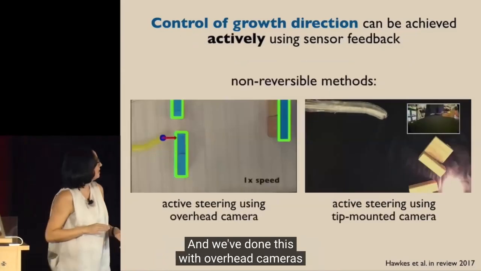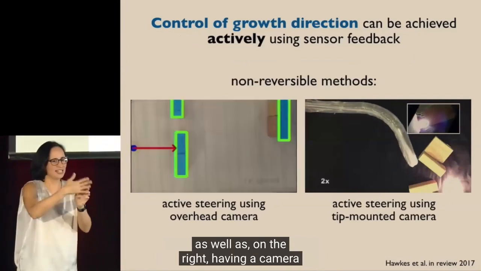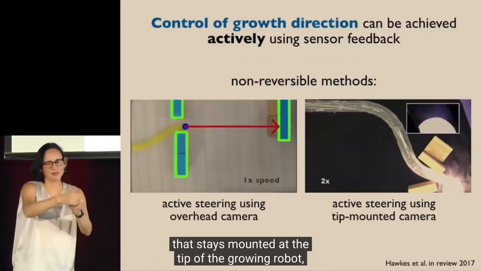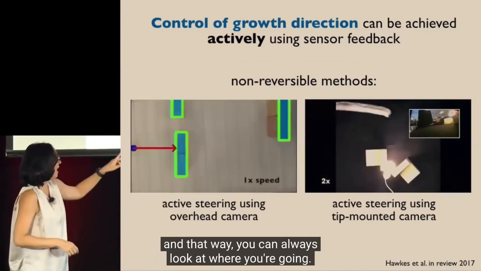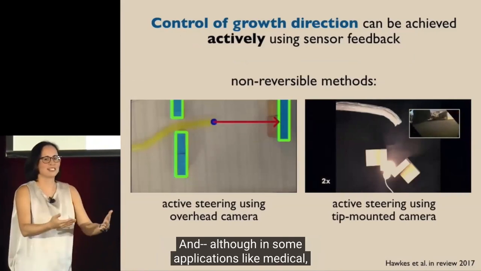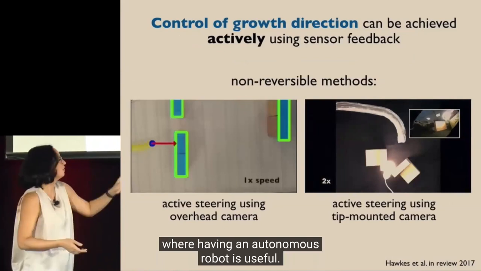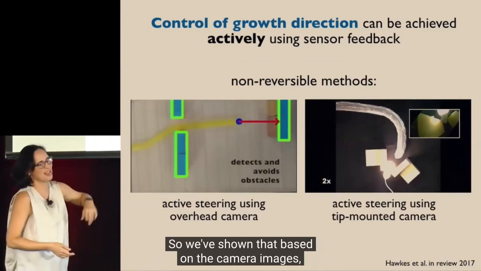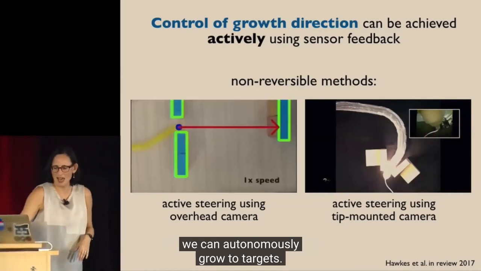And we've done this with overhead cameras, as well as on the right, having a camera that stays mounted at the tip of the growing robot. And that way you can always look at where you're going. And although in some applications like medical, there might be other applications where having an autonomous robot's useful. So we've shown that based on the camera images, we can autonomously grow to targets.